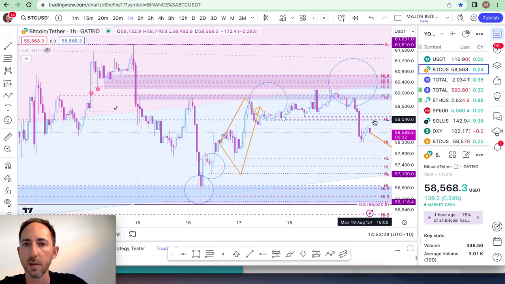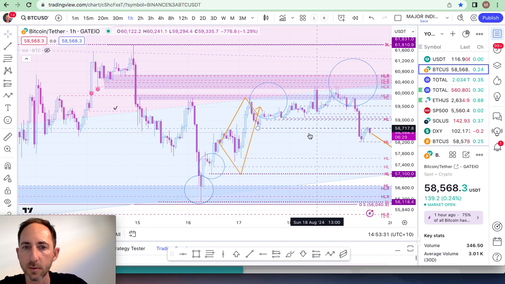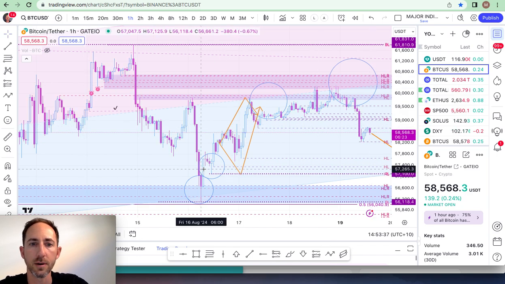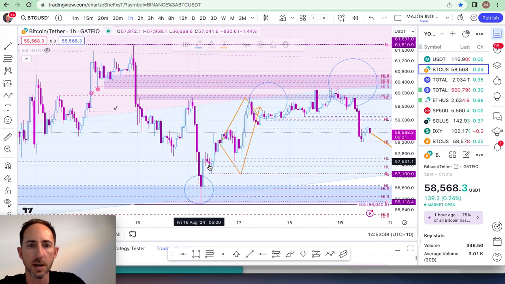We could potentially come back in for a liquidity retest. We're already getting a liquidity retest rejection off this layer, which is very nice to see. So let's just tidy up the chart just quickly.